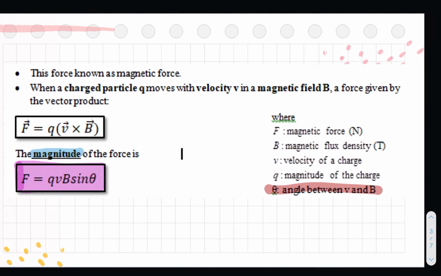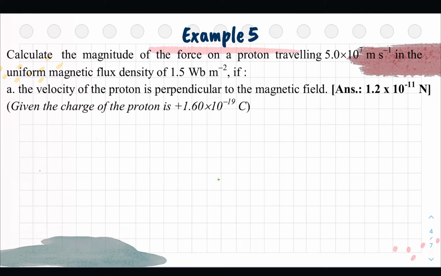Nilai sahaja. Okay. Now we go to example 5 dekat nota kamu. It says, calculate the magnitude of the force on a proton travelling 5 exponent 7 meter per second in the uniform magnetic flux density 1.5 Weber per meter square. Okay, so kita keluarkan all the info yang ada.